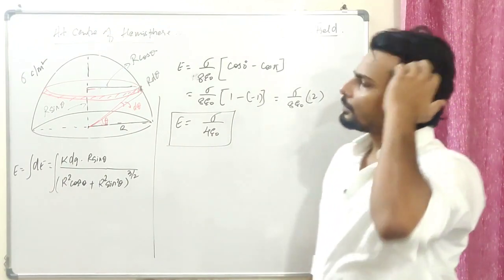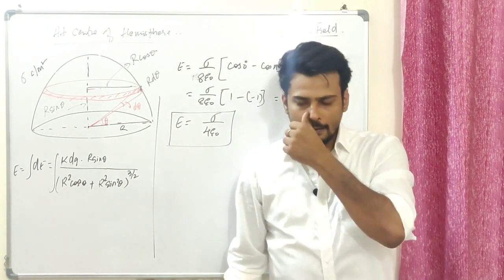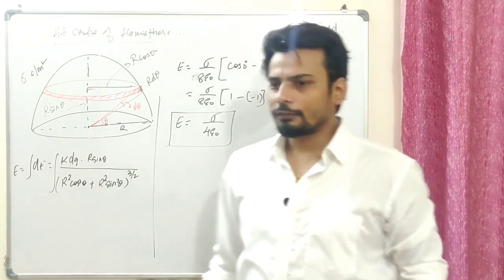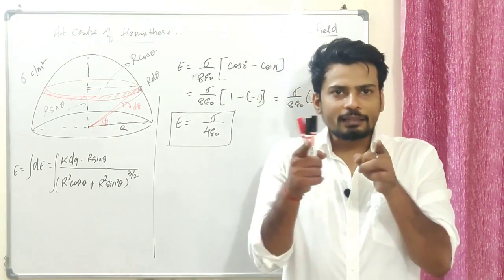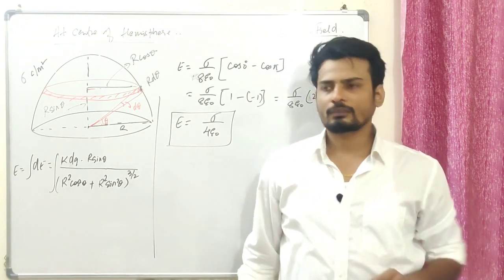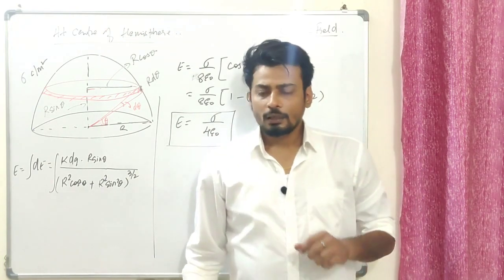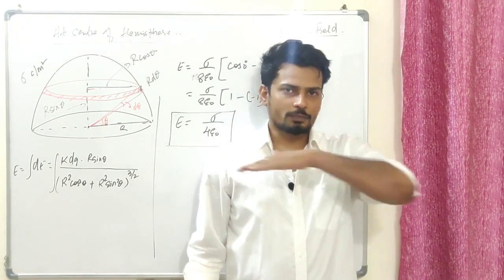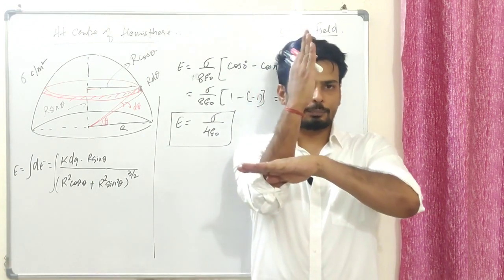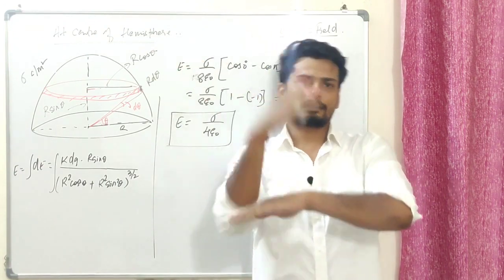Now let us move to dipole questions. A dipole is an arrangement of two opposite charges placed at a very close distance. What I'm going to teach you is to find the electric field on the axis of a dipole, on the perpendicular bisector of a dipole, and at a random point around the dipole.